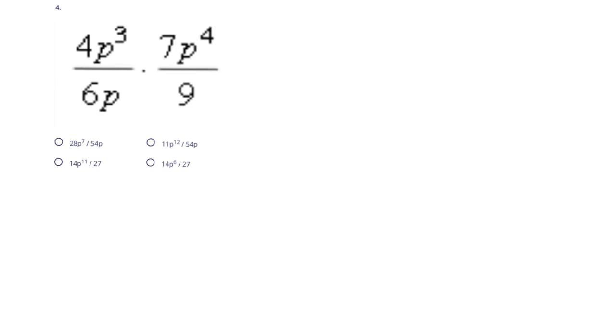Okay, for this problem, you're just going to multiply straight across. So the 4p to the third multiplies with the 7p to the fourth, and then the 6p multiplies with the 9. If you multiply straight across, 4p to the third times 7p to the fourth, you got 4 times 7 is 28. And then you add the exponents for the p's, and you get p to the 7th.